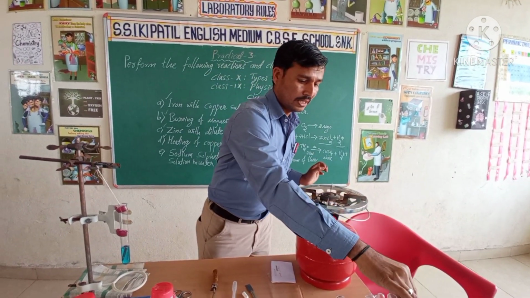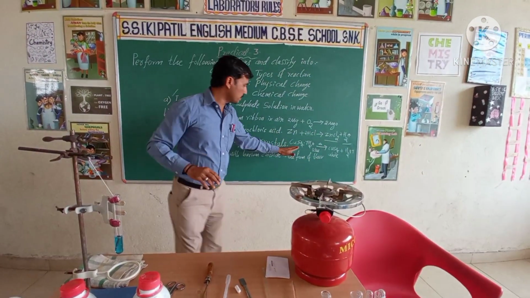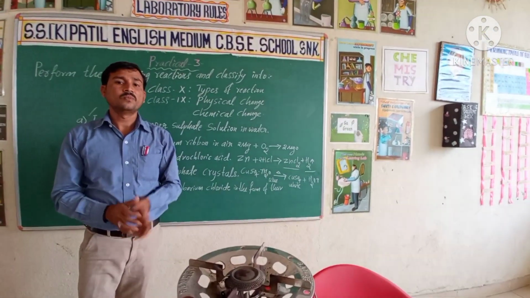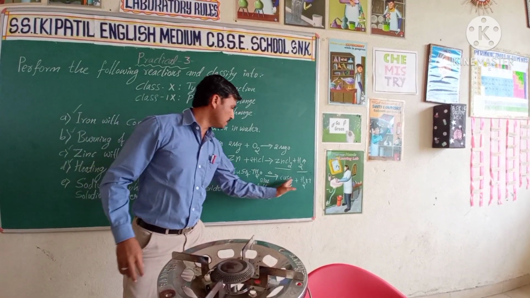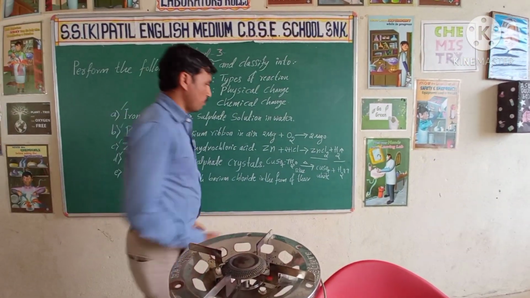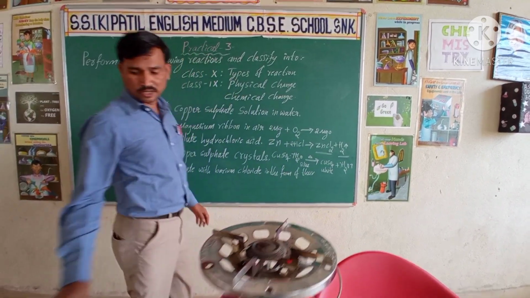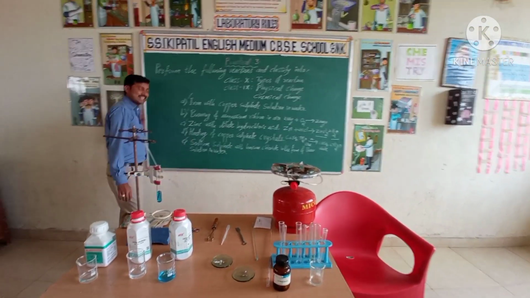Then water is released and the blue copper sulphate crystals turn into the white color of copper sulphate. What happens here? It loses water molecules. The number of water molecules it loses, students. Okay. Next, here we will perform the last activity.